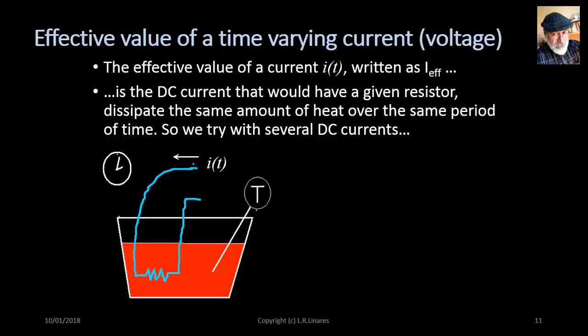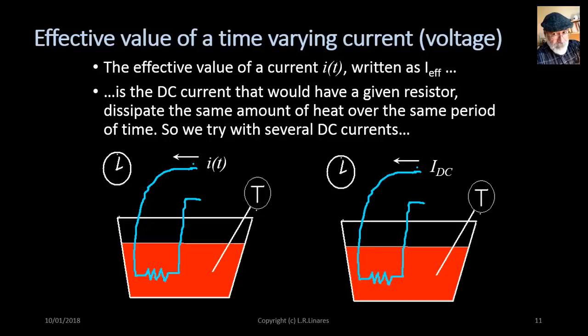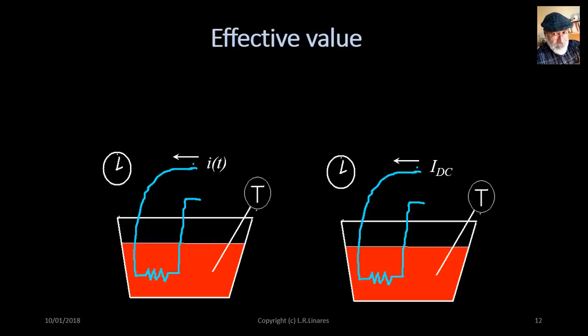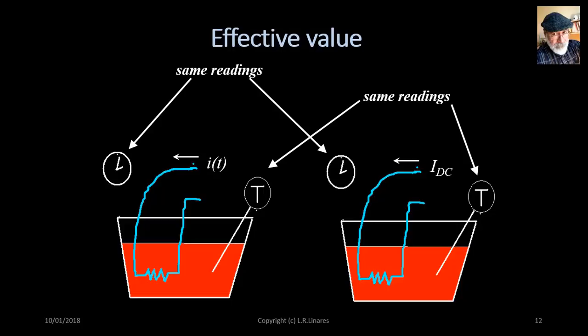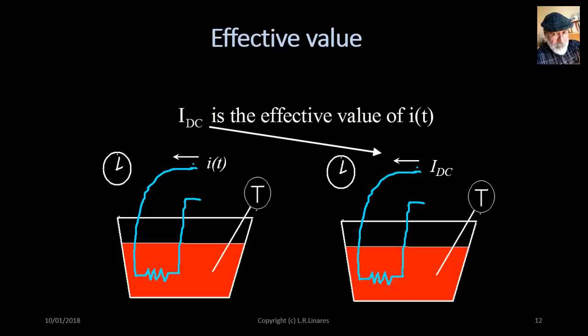And then we repeat the experiment on a separate cool bucket with different values of DC current until we find a DC current value that heats up that resistor by the same amount in the same time. When we do, that DC current is the effective value of the original current i of t. We have the same readings for time, the same readings for temperature rise, and then we say that I DC is the effective value of i of t.